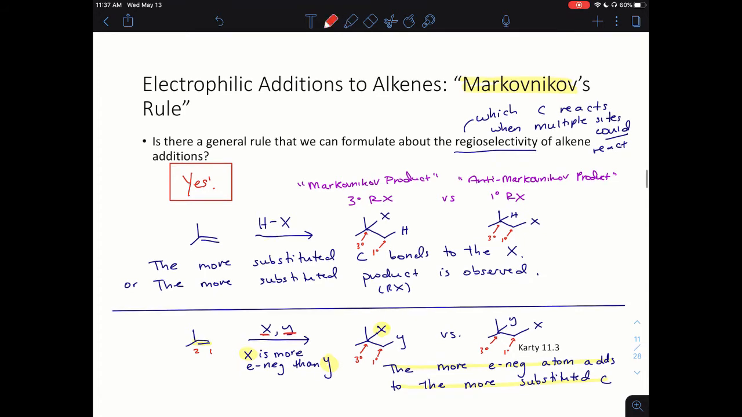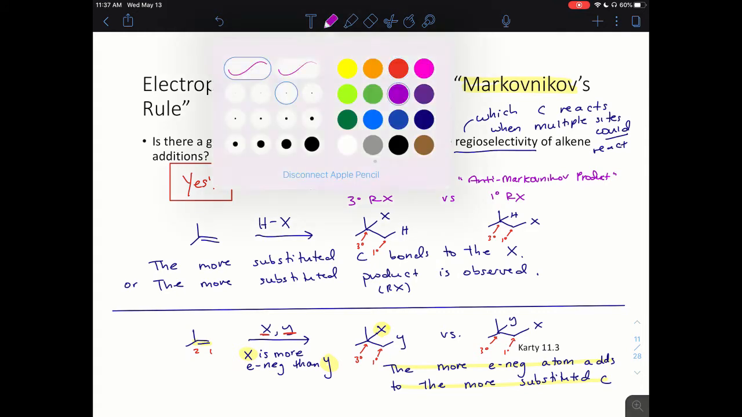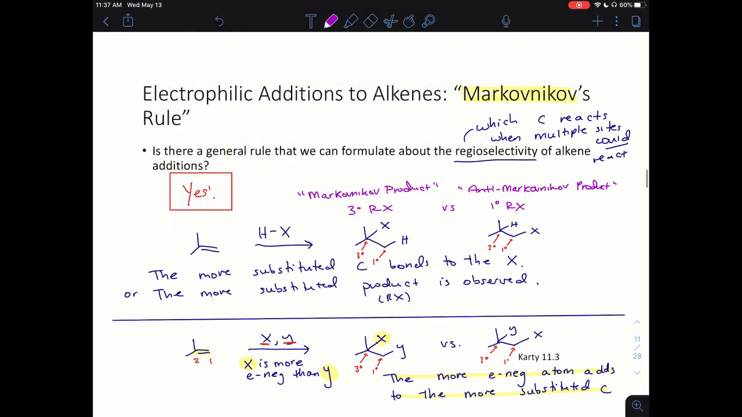All right, and now, of course, why is this? So why did Markovnikov make this observation? Because of the laws of the universe, because these reactions proceed via carbocations, and the lowest energy carbocation is observed, period.